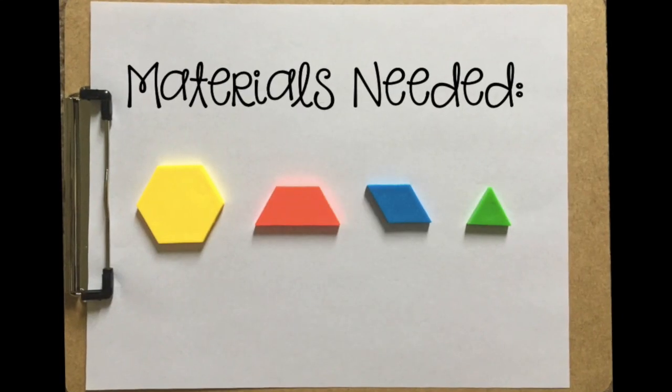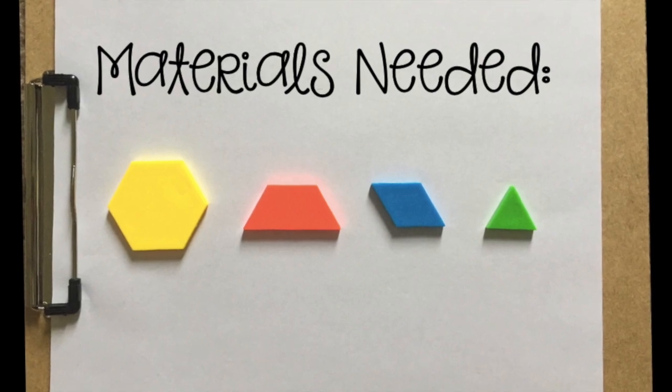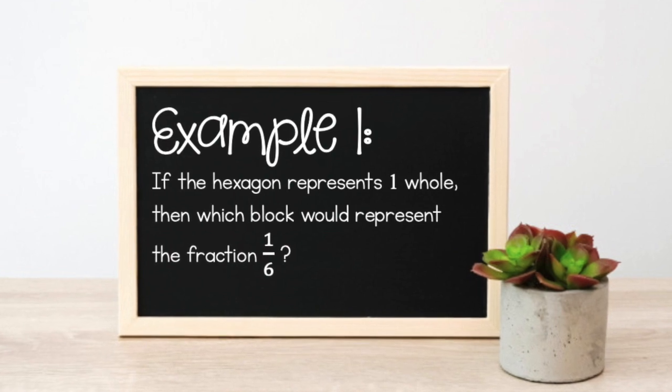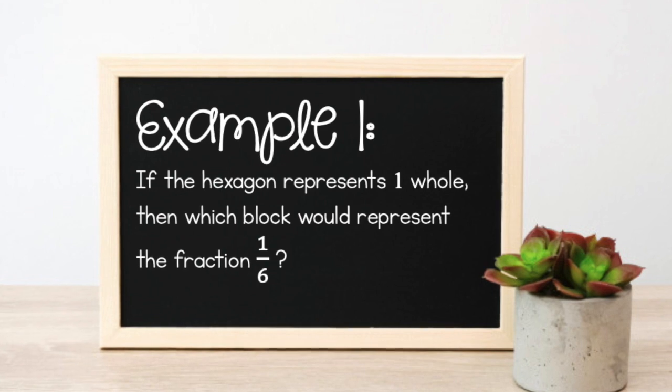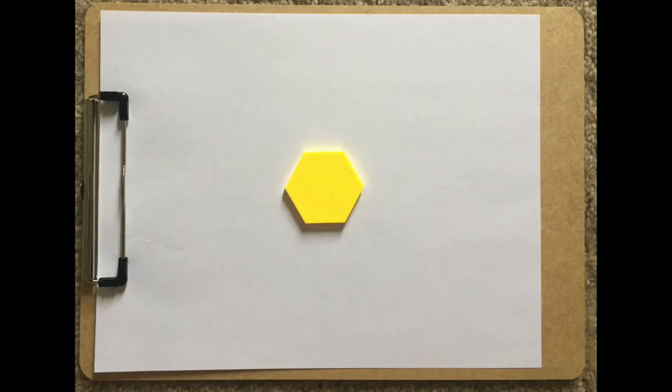For this activity, you'll need a few hexagons, trapezoids, rhombi, and triangles for each student. The first example we'll look at is one that lets students explore fractions. So it asks, if the hexagon represents one whole, then which block would represent the fraction 1/6? So to begin, students would place the hexagon on their desk and realize that that represents the one whole. Next, students would look for the pattern block that would allow them to divide this hexagon into 6 equal parts.